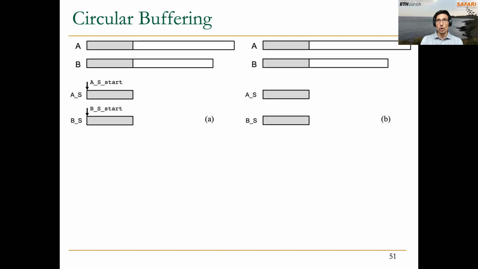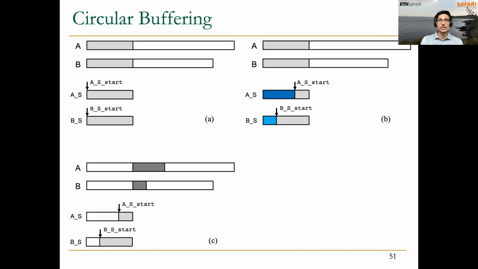After consuming some of the elements from AS and BS, we update AS start and BS start. Now we know that all these elements here and all these elements here have been consumed, so we can reuse these shared memory locations to keep loading values from A and B. However, we are going to maintain in the shared memory the values that have not been consumed. So we go to the global memory, reading a piece of A and a piece of B of the size of the tile available in the shared memory, and we place them in the corresponding shared memory locations.